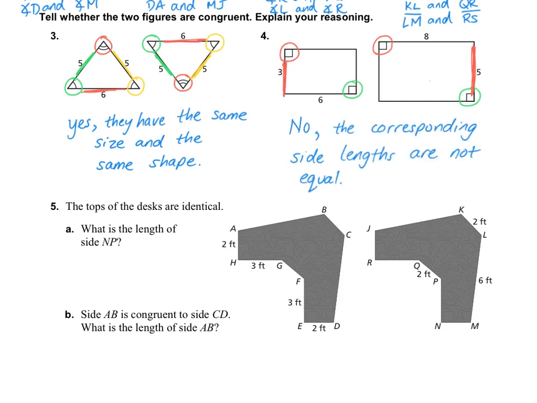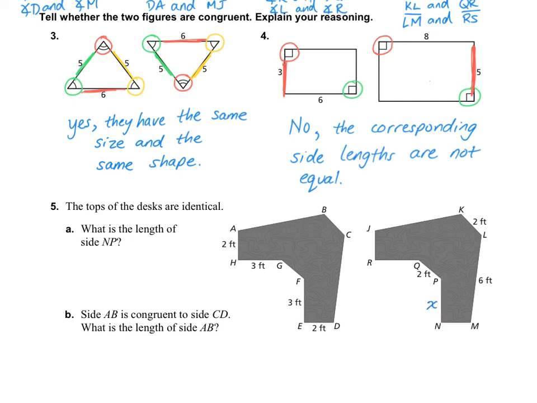Okay, let's take a look at this last problem here. It says the tops of the two desks are identical. So this desk here and this desk here are identical. Another word for identical is congruent. So that means these two desks are congruent. What is the length of the side NP? So we need to find where NP is. It looks like NP is here. So we're trying to find out what this is.